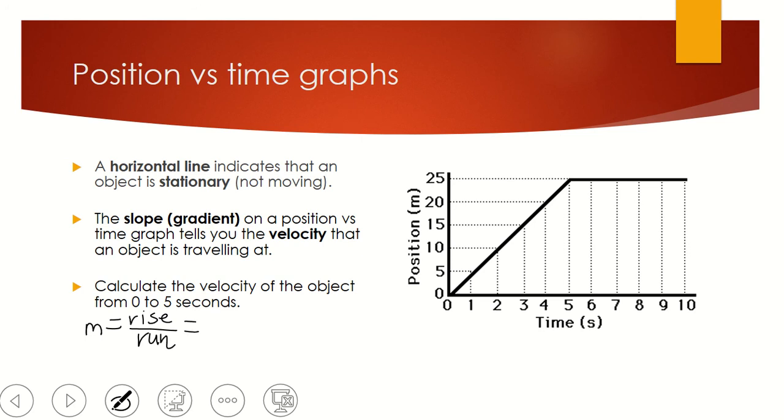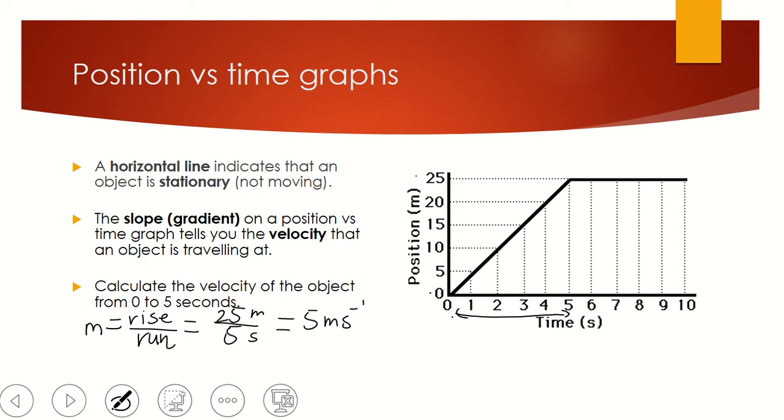Looking at this diagram, this line rises from 0 on the position axis up to 25 meters. So there's a rise of 25 meters and a run of 5 seconds, from 0 to 5. So it's 25 meters per 5 seconds. That's going to give us a speed of 5 meters per second, which makes sense.